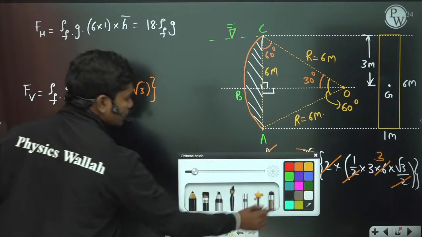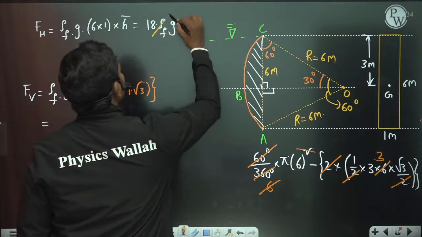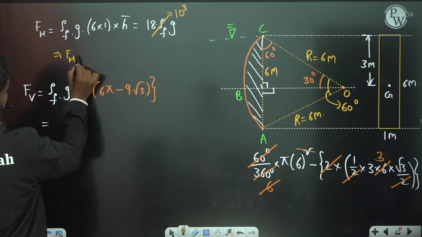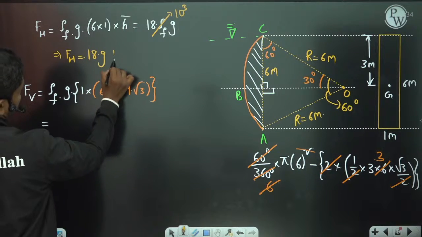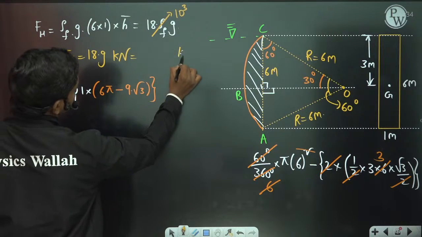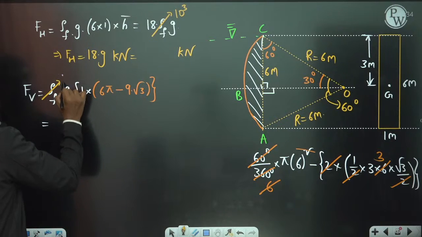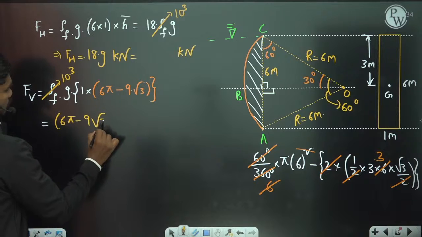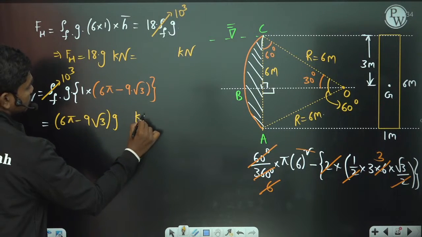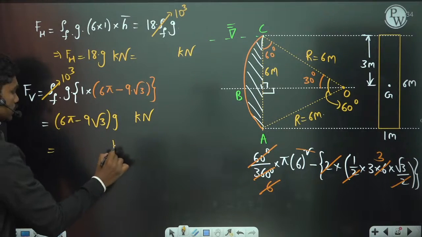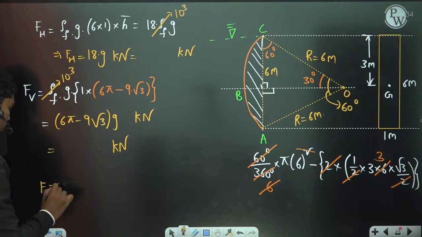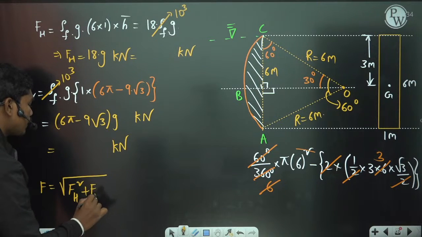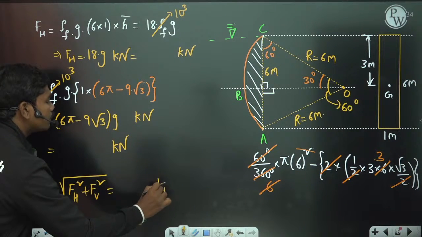So let us suppose the density of the fluid, water, is 10 cube, so Fh is equal to 18 times gravity kilonewtons. So let us calculate this value. Similarly, if you take 10 cube, then the value is 6 pi minus 9 root 3 times g, so many kilonewtons. Once you get these values in kilonewtons, then F is equal to the root of Fh square plus Fv square. So we'll see what the value is in kilonewtons.